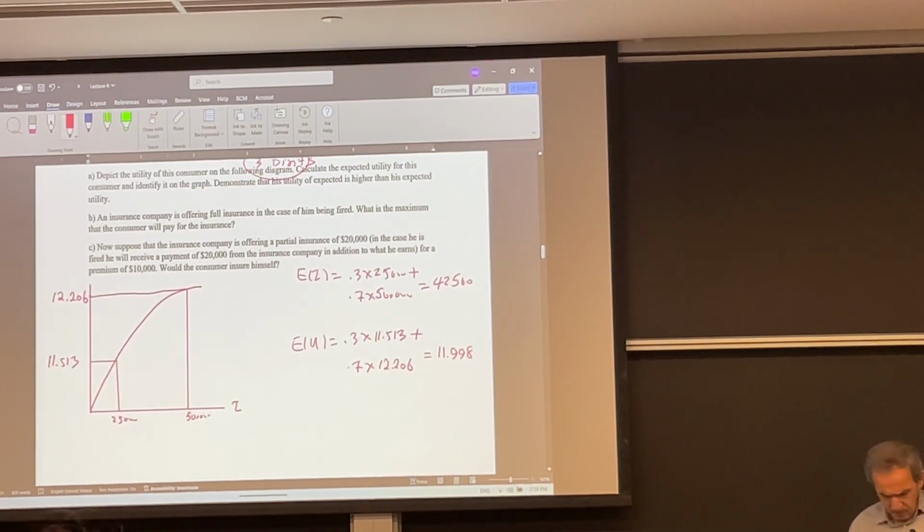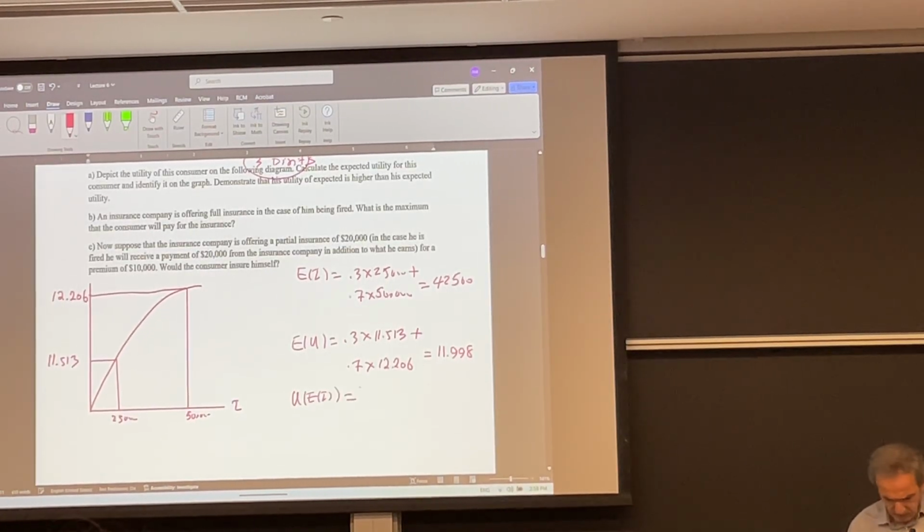That's that one. We need the utility of expected income, which is ln of 4 multiplied by 42,500. How much is that one? That should be higher than 11.998. These risk averse people prefer certainty over uncertainty. So you should get a bigger number than 11.998. 12 and how much? 12 point? What do you got there?